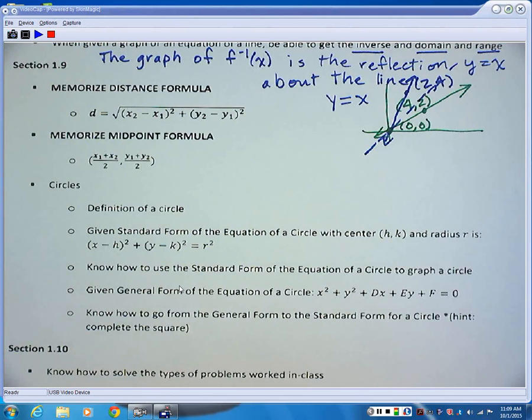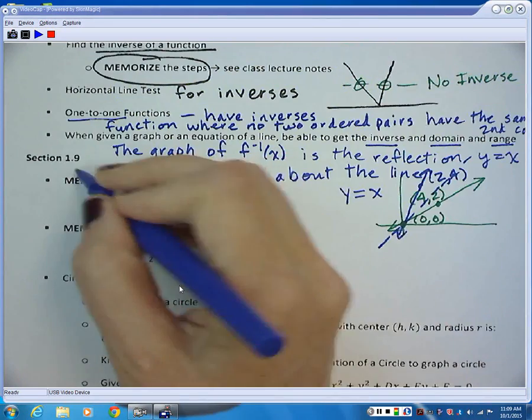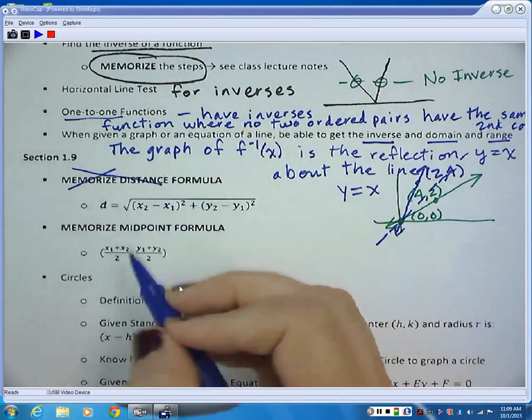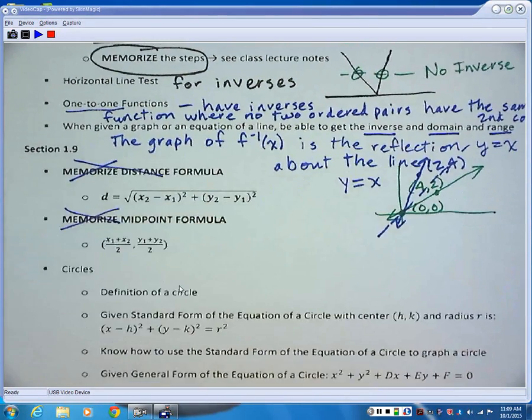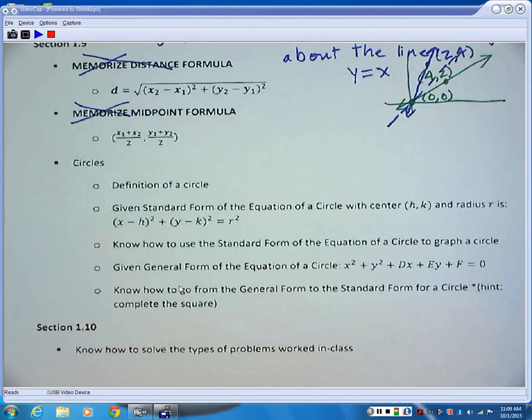In section 1.9 we did circles. You do not need to memorize these. These are on the formula sheet. You need to know what they are. You don't need to memorize them. So you need to be able to use those in an application problem similar to worksheet 1.9 that we did in class with the circles.